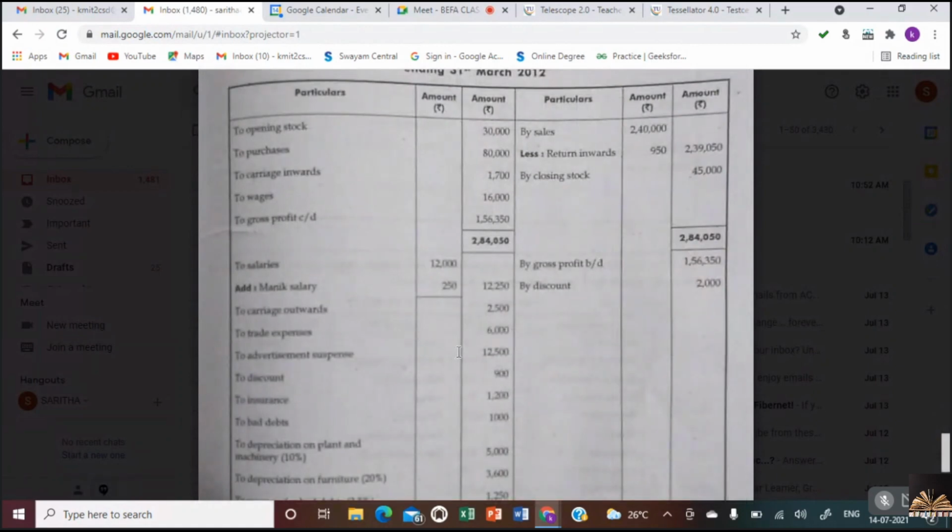Okay. Just take it down if you get confused. Return inwards will come in the trading account. Return outwards and carriage inwards come in the trading account. Carriage outwards comes in the profit and loss account. Return inwards means sales returns. Return outwards means purchase returns. Just write it down in your books.